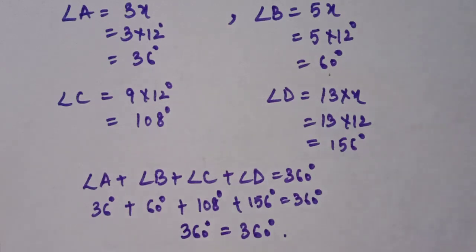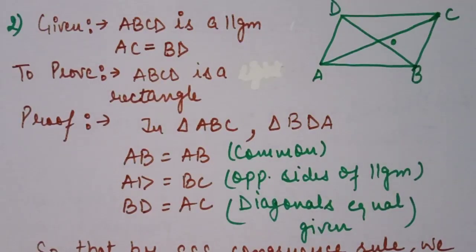Now question number second. Students, these questions are very easy because in this chapter we will use all the properties of chapter number 7, triangles. So remember about all the congruence rules, remember about all the theorems of chapter number 7.